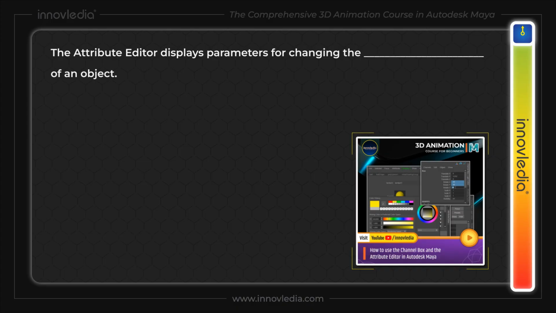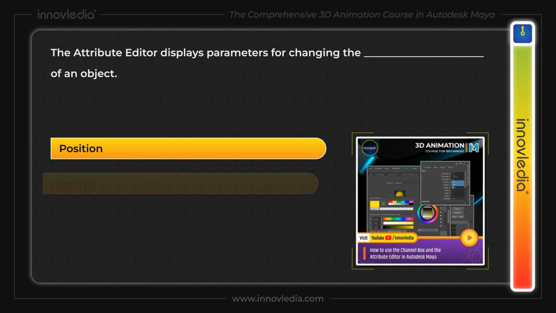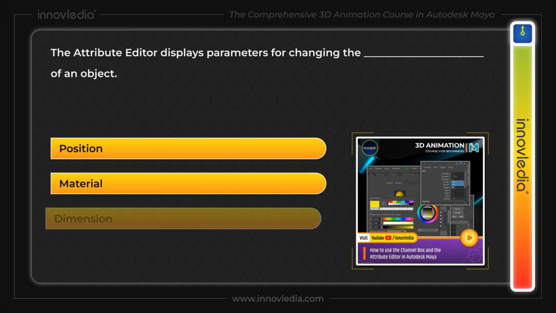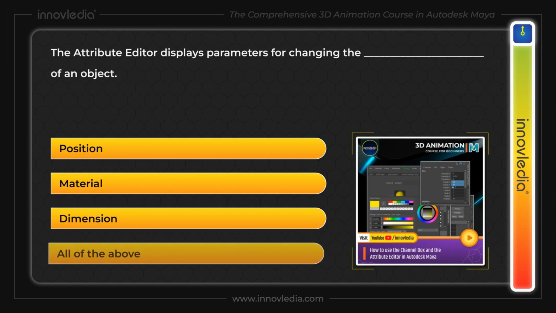The attribute editor displays parameters for changing the dash of an object. The options are position, material, dimension, all of the above. Your time starts now. And the correct answer is all of the above.